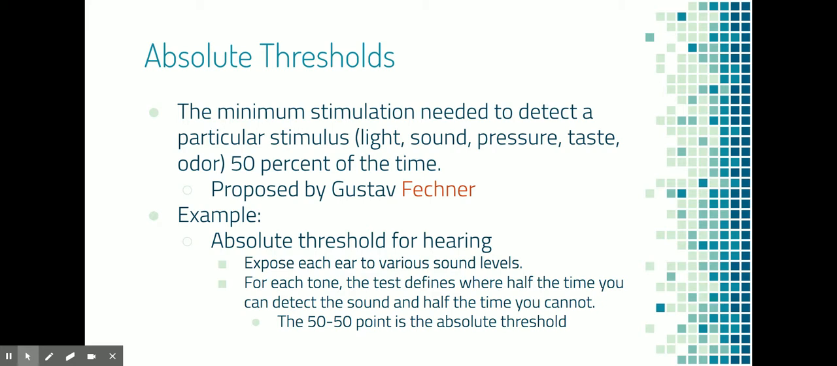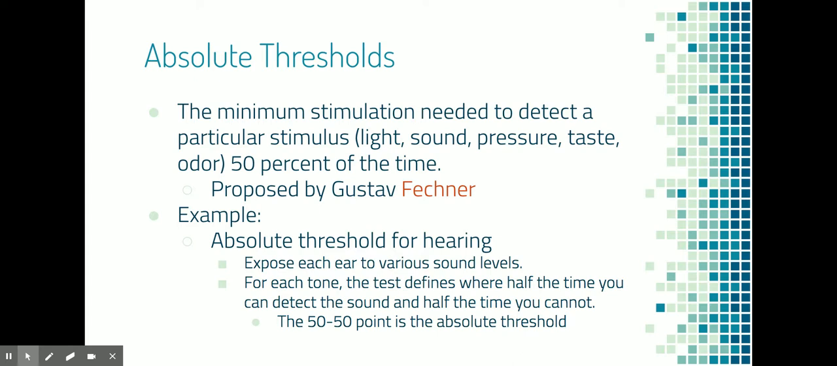So for each tone, they expose each ear to various sound levels, so various levels of decibels. It's the way we measure sound. And for each tone, the test defines where half the time you can detect the sound and half the time you do not. If you've ever taken a hearing test, you have to push a button when you hear a sound. Sometimes they'll give you one in each hand. So when you hear it on the left, you push the left button. If you hear it on the right, you push the right button, and the audiologist can interpret those results. They would keep putting it in one ear, and the minimum level where you hear it at least half the time would be your absolute threshold.